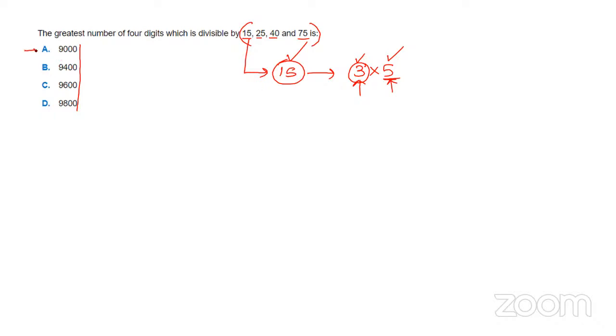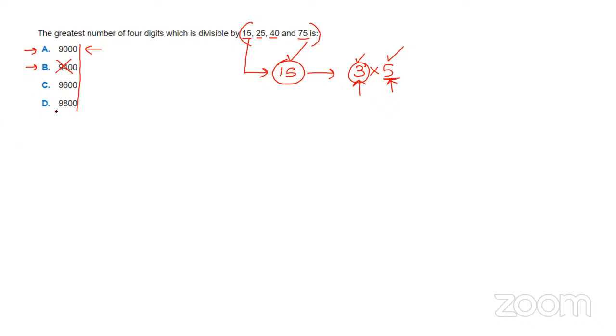If I take answer option A, we can see that the sum is equal to 9. So this could be a possible answer. I'm not saying this is the answer, it could be a possible answer. But option B, do you think it would be divisible by 3? 9400. When you add the digits, 9 plus 4, it's 13. That is not divisible by 3. So I can clearly eliminate this option.